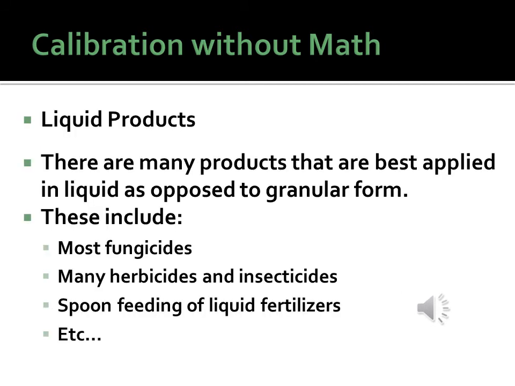Liquid products. There are many products that are best applied in liquid as opposed to granular form. You're going to want to put out fungicides in a liquid form, some herbicides, some insecticides, and then if you're spoon feeding, liquid fertilizers. And there are many more. There are some granular fungicides. They're a lot easier to put out. Just wear a mask, because those are very dusty.